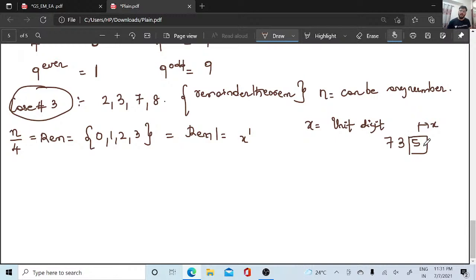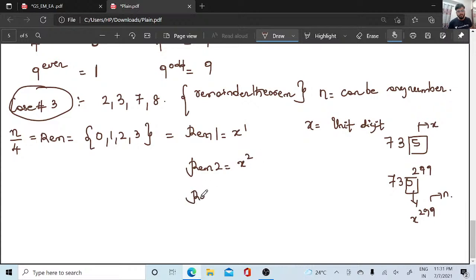If I have 735 power 299, I just go with this 5. So this 5 will be my x, x power 299, and this 299 is my n. We take the whole n, we do not divide the n here. If my remainder is 1, this is going to be x power 1. If my remainder is 2, this is going to be x power 2. If my remainder is 3, this is going to be x power 3.